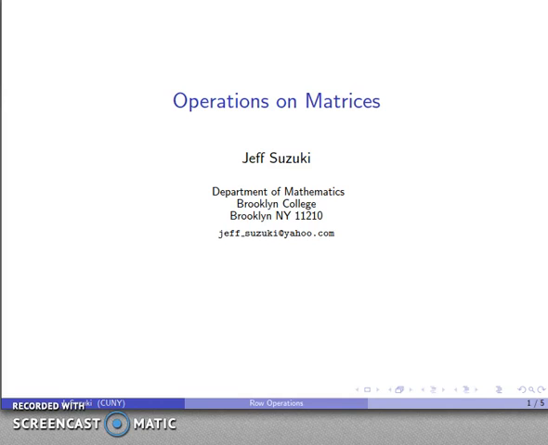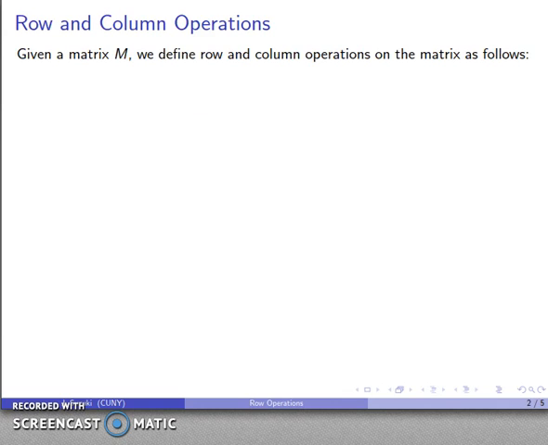So again, one of the things that mathematicians like to do after we've defined something, in this particular case a matrix, is to be able to do things to them. And so we have the basic row and column operations. So given some matrix M, we'll define the row and column operations on a matrix as follows.